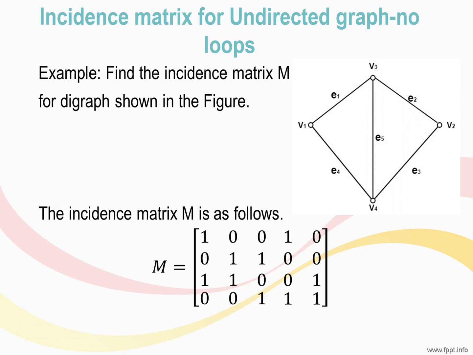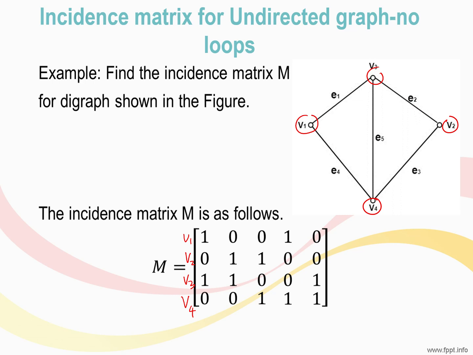Now look at this example to illustrate how to obtain the incident matrix for the graph. This graph is considered an undirected graph with no loops. Now, the number of vertices in the graph is 1, 2, 3, 4. Therefore, the number of rows in the incident matrix M is also 4. Consider the first row to represent vertex 1, second row vertex 2, third row vertex 3, and the fourth row vertex 4.